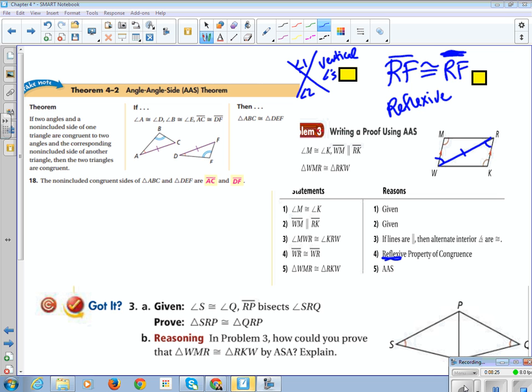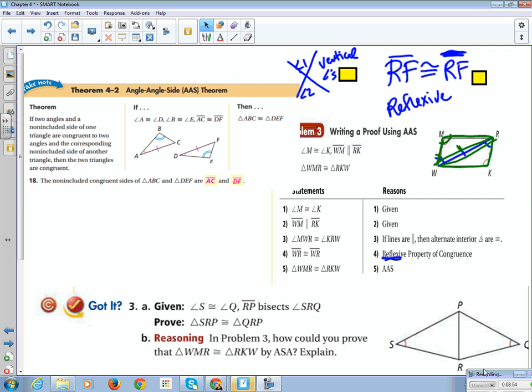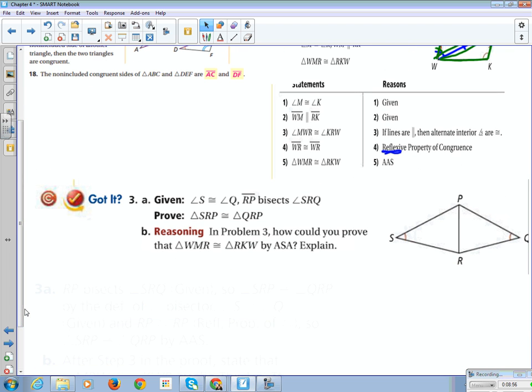And then triangle WMR is congruent to RKW because they have angle, angle, and a non-included side. Angle, angle, side. All right, so let's look at this question number 3 and go through that same process.